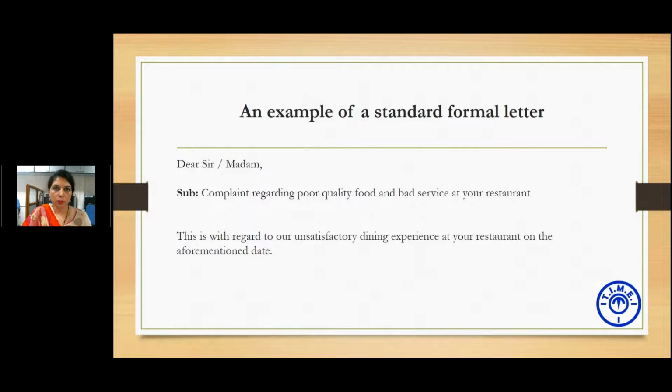Then we go to the salutation part. Because the manager could, in the current scenario, be either male or female, you write dear sir oblique ma'am. Again, leave one line and write the subject. Complaint regarding poor quality food and bad service at your restaurant. This subject gives the reader a clear idea of what the topic is about, and normally when people at high levels are flooded with so many letters, they read the subject line and then decide whether the letter has to be read or it can be given a backseat.